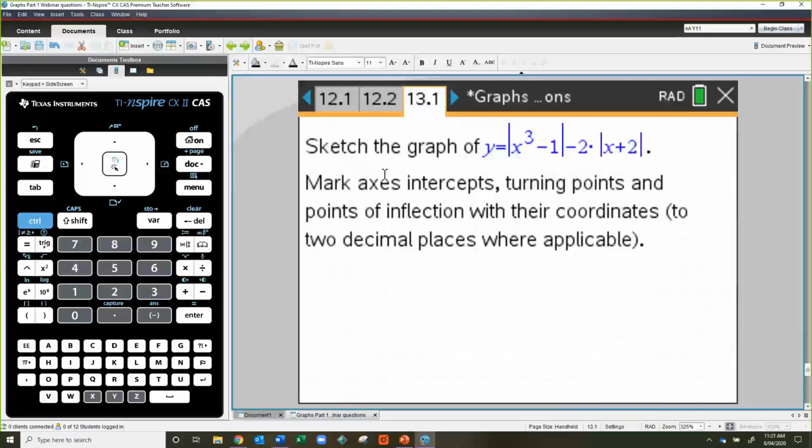If you are asked to sketch the graph like here, y = |x³ − 1| − 2|x + 2|, and you are asked to mark axis intercepts, turning points, and the points of inflection with their coordinates to 2 decimal places where applicable.